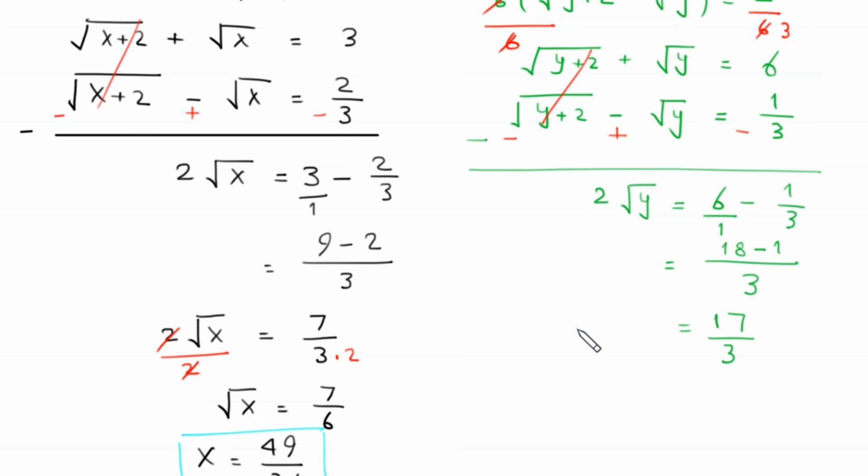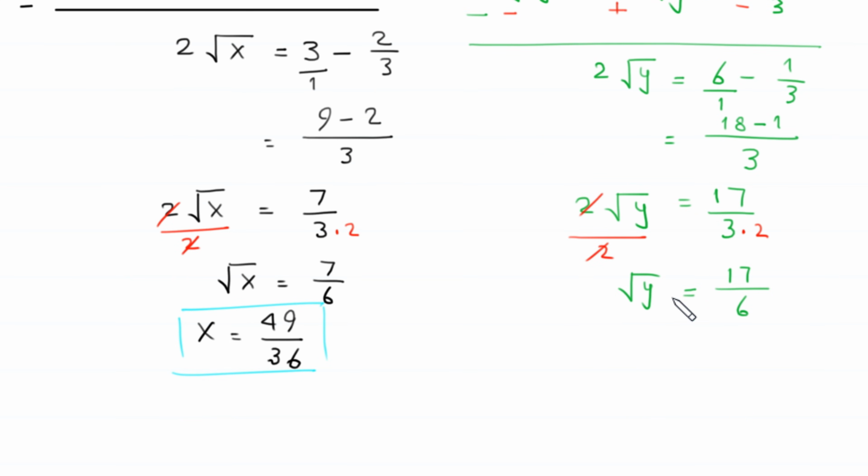Left side we have this expression 2 times root y, divide both sides by 2, so this gets cancelled and we are left with root y is equal to 17 over 6. If we take square of both sides, this implies that y is equal to 289 over 36. So from the first case we get x 49 over 36 and y 289 over 36.